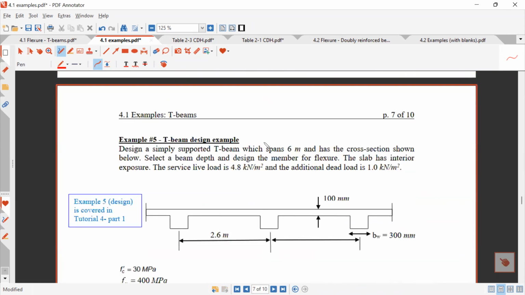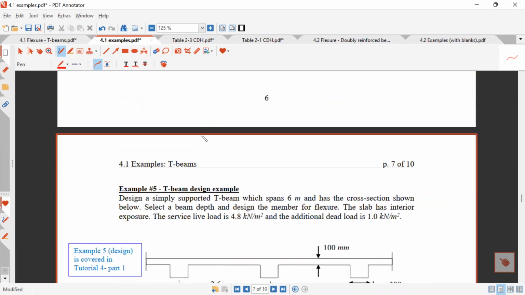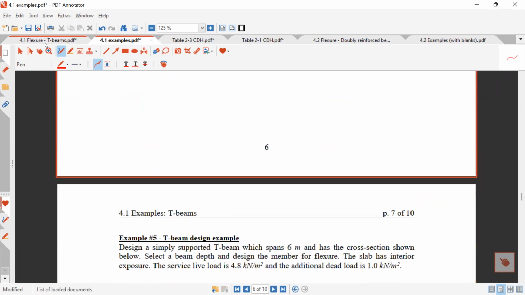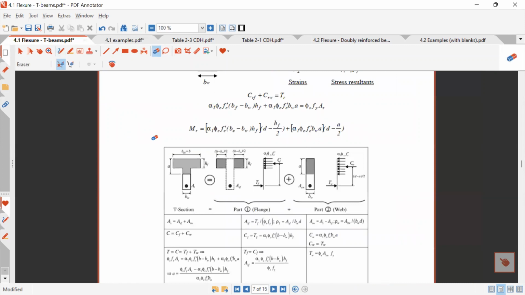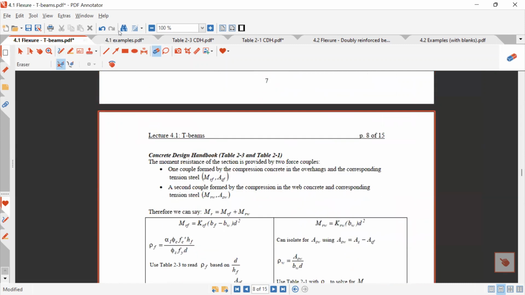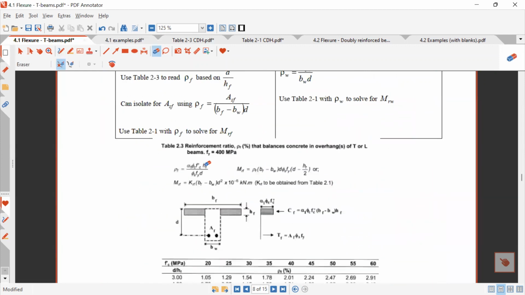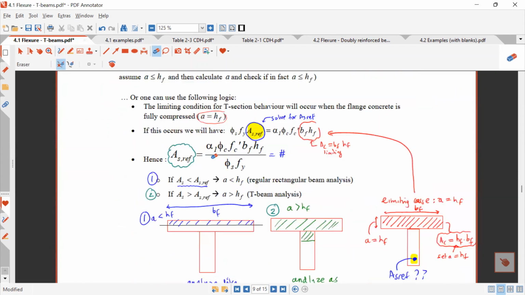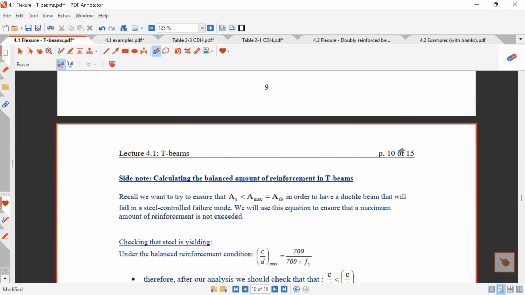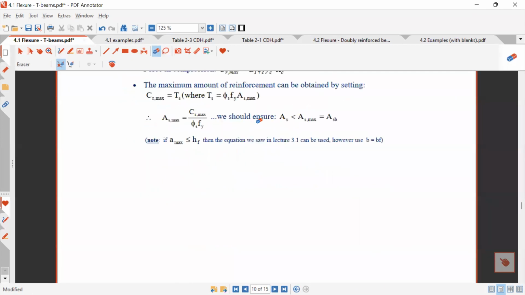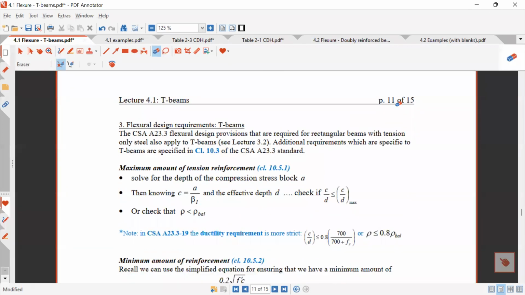All right, so let's look here. There's another thing I didn't cover yet. So let's go back to our handout and continue. Now we're in lecture 4.1, T-beams in theory, and we're going to continue. We just did this concrete design handbook. I want you to skip this one here and go to page 11. We're going to go through these design requirements for T-beams.